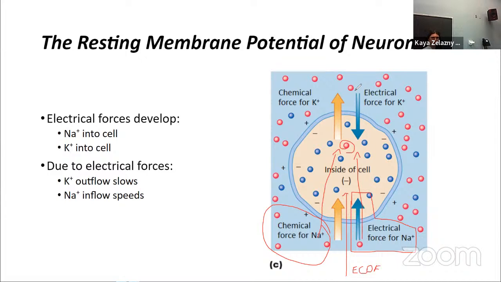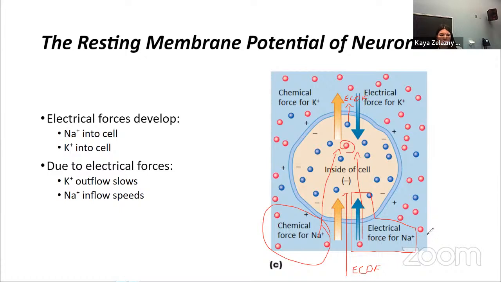Not so for the potassium. The potassium has been going out. Now it's attracted to that negative. So we have opposite directions for our potassium. So our electrochemical driving force, the chemical force is bigger than the electrical force, but we'd have a relatively small electrochemical driving force out.